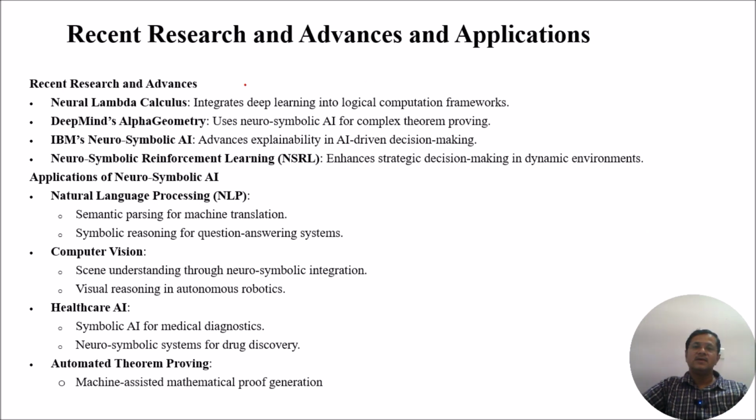Again, some recent research advances and applications. I will try to prepare tutorials on these topics as soon as possible. For example, one is neural lambda calculus. It integrates deep learning into a logical computational framework. DeepMind's AlphaGeometry uses neurosymbolic AI for complex theorem proving. This is very important. IBM's neurosymbolic AI advances the explainability of AI-driven decision-making systems. Next is neurosymbolic reinforcement learning. It enhances static decision making in dynamic environments.